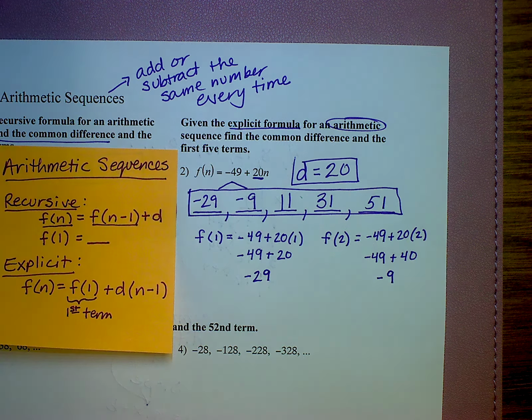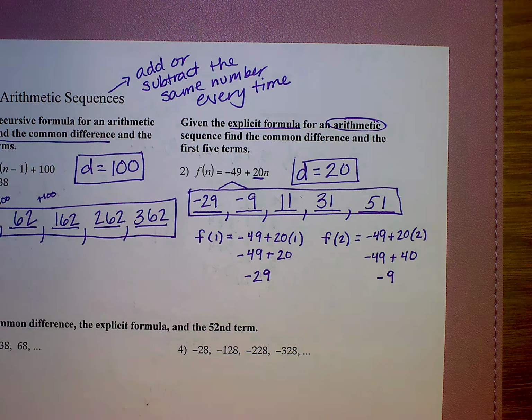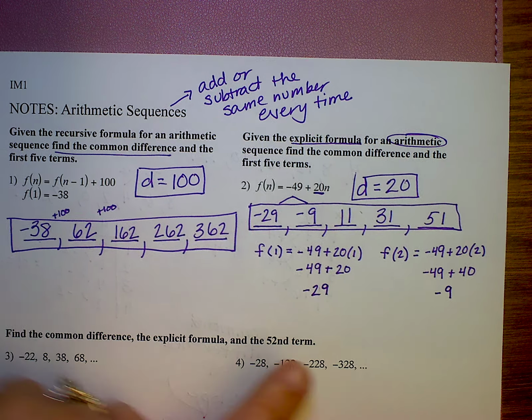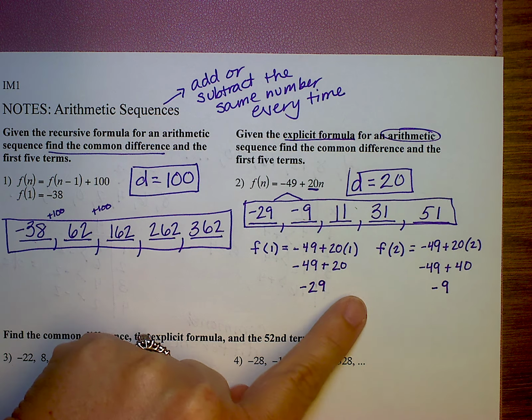Okay? So again, the first set of problems on your homework is this recursive one, like number 1. The second set is like number 2 here, where it's explicit.